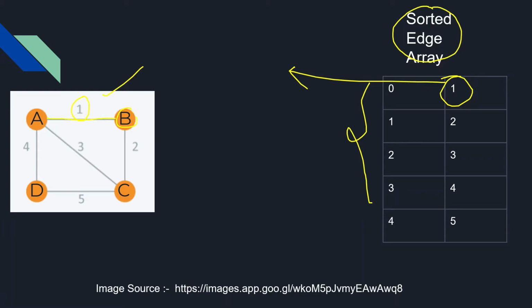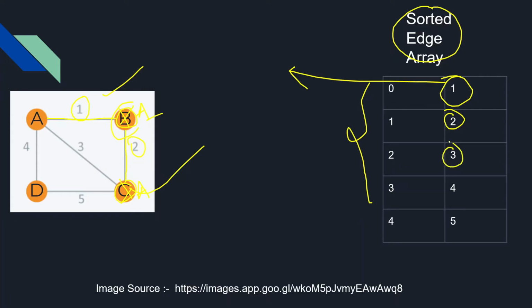I will change the label of B to A. You can also change the label of A to B, as both of them have the same number of vertices. Moving on, we have 2. The label of this vertex is A and this vertex is C. It also does not form any cycle, so we will include this edge 2 in the MST and change the label of C to A, as there were fewer vertices with label C than A.